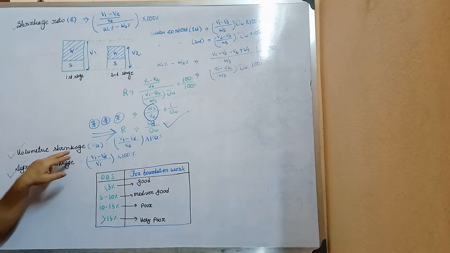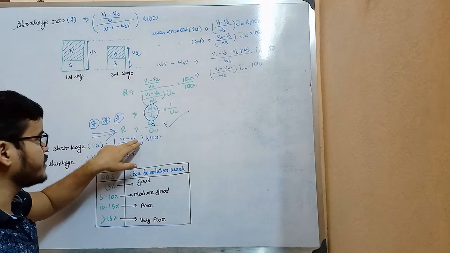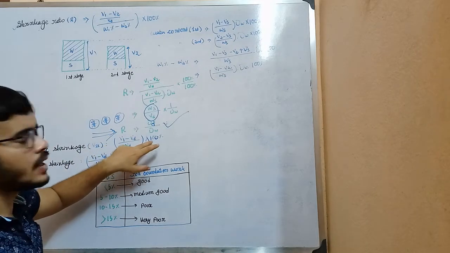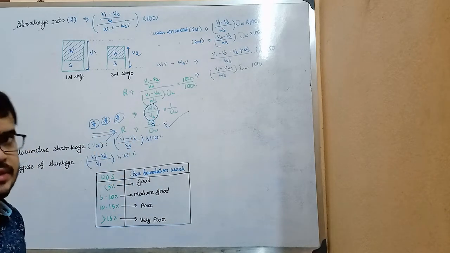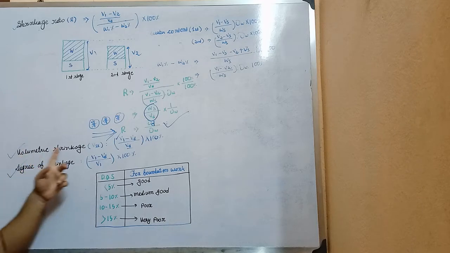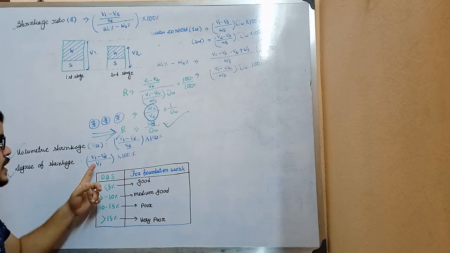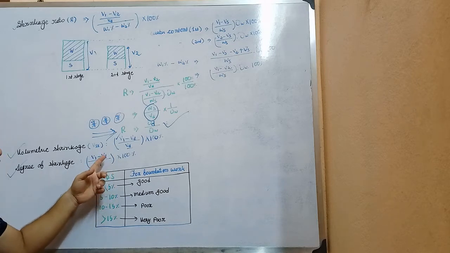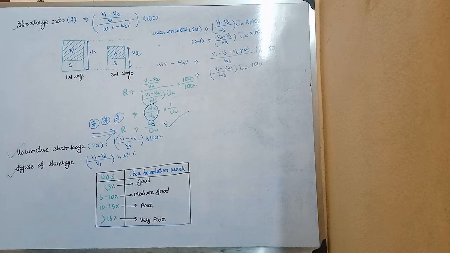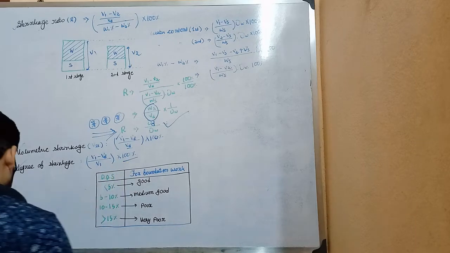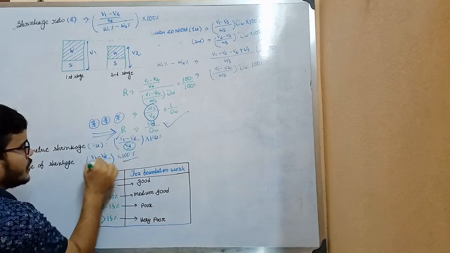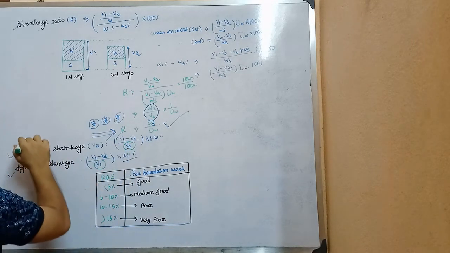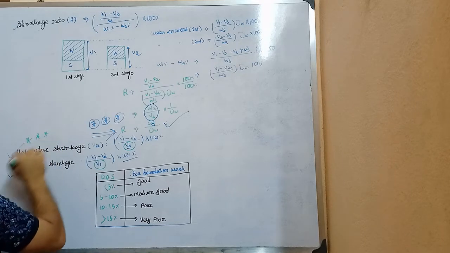Next, volumetric shrinkage: (V1 minus Vd) by Vd into 100%. Okay, Vd means dry volume, V1 means the volume at the initial stage. Okay, that is volumetric shrinkage. And now degree of shrinkage: (V1 minus Vd) by V1. Same, Vd for dry volume and V1 for the volume at the initial stage, into 100%. The difference is only here it is Vd and here it is V1. Remember it very carefully. Okay, so these two formulas are also important.